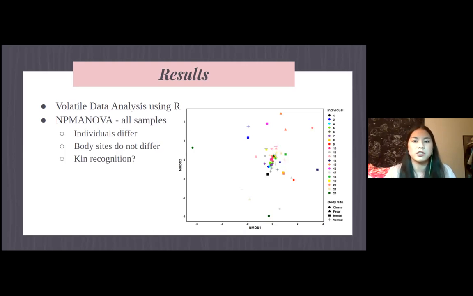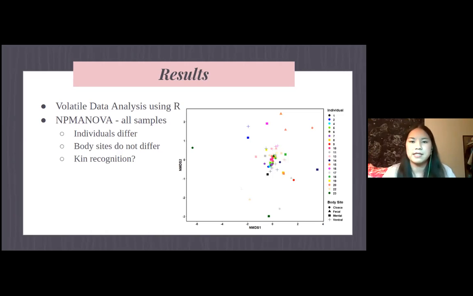And then also some other results looking at our basic volatile data. Again, this was all done using R. The first thing we did was a non-parametric multivariate ANOVA test using all of our samples. To do this, we just wanted to see how individual volatile profiles may be differing across the different body sites. And so far we found a really interesting trend where individuals are differing, but body sites are not.